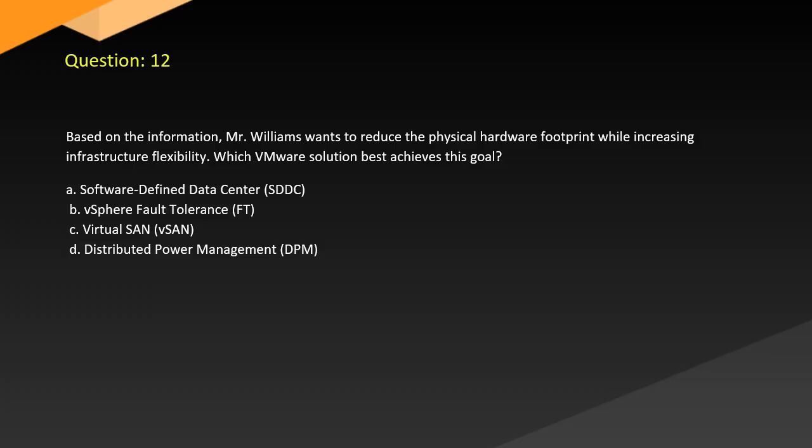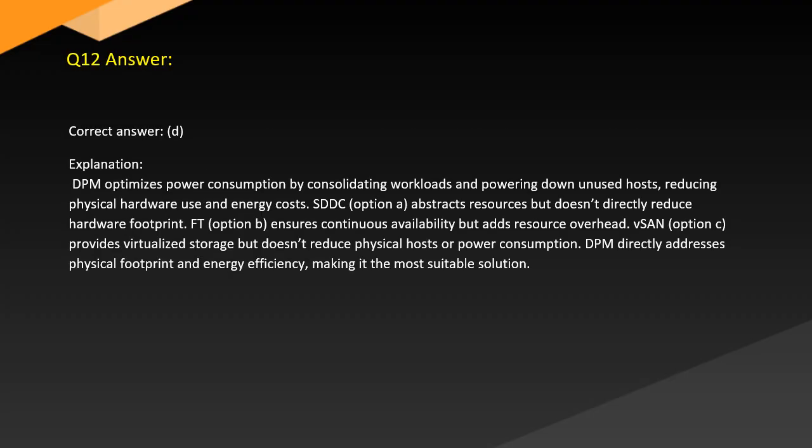B. vSphere Fault Tolerance. C. Virtual SAN (vSAN). D. Distributed Power Management (DPM). Answer. Correct answer: D. Explanation. DPM optimizes power consumption by consolidating workloads and powering down unused hosts, reducing physical hardware use and energy costs.